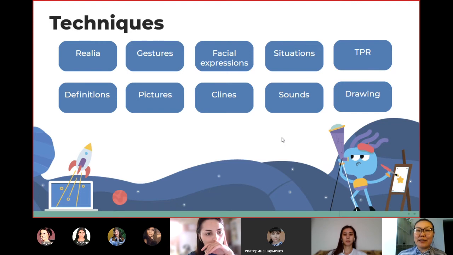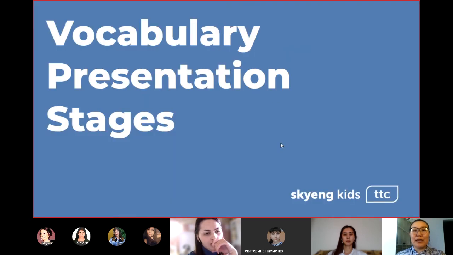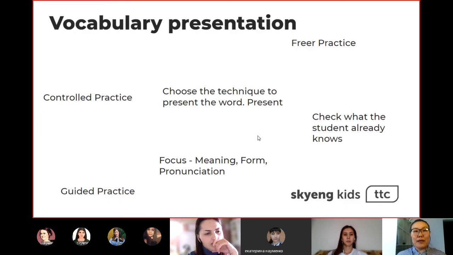Okay, so these are techniques that we can use to present new vocabulary. Some of them are really good for high-level students and some of them for low-level students. Now keep them in mind because we'll need them during our practice. Now let's discuss vocabulary presentation stages, what we start with and what we finish with. Here are all the stages that we offer to follow while presenting and practicing new vocabulary. Again, I give you 30 seconds to order the steps.